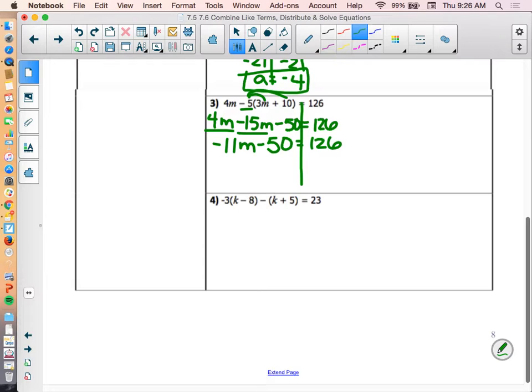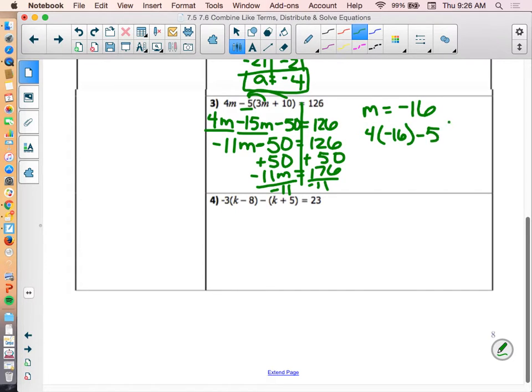And then I go ahead and work with my two-step equation. Undo subtraction by adding. Do that to both sides. 176 equals negative 11m. Then divide to undo. Divide by negative 11. So m equals negative 16. And I plug that back in. Again, please use your calculator. 4 times negative 16 minus 5 times, I'm just recopying the original equation, and then I'm typing it into my calculator. And when I type that in, it equals 126. Check. So box up your final solution.